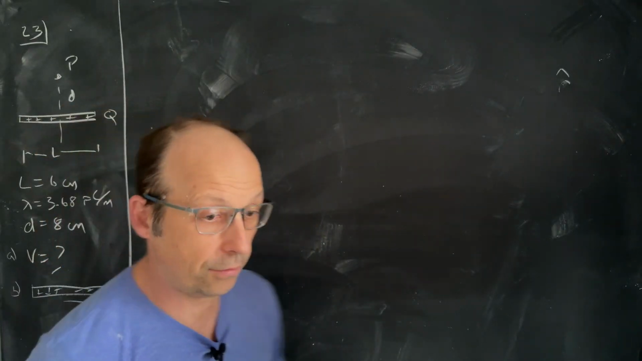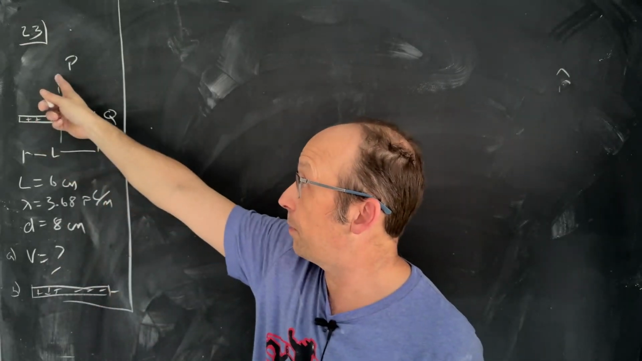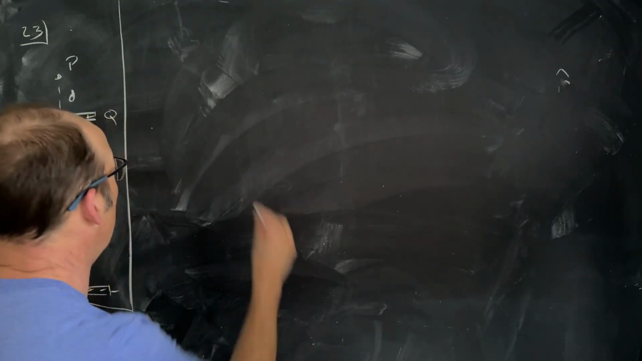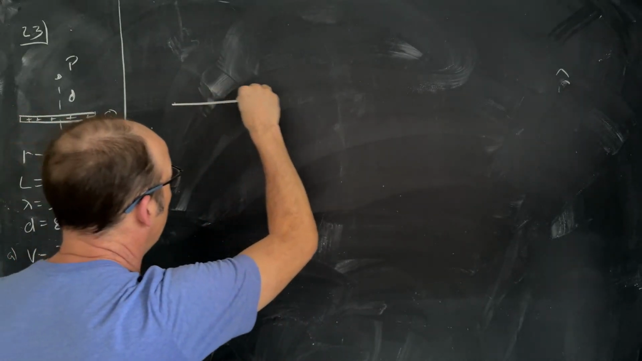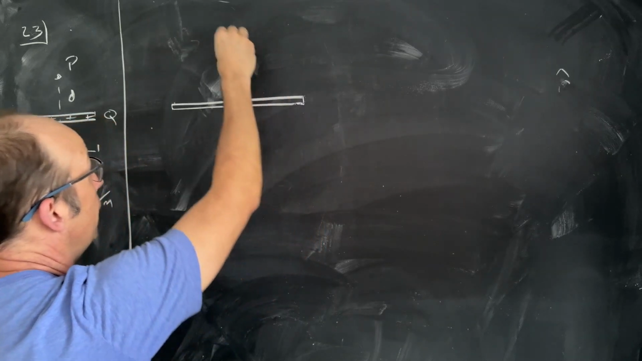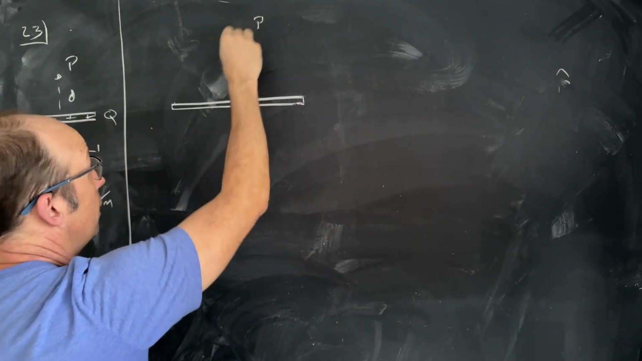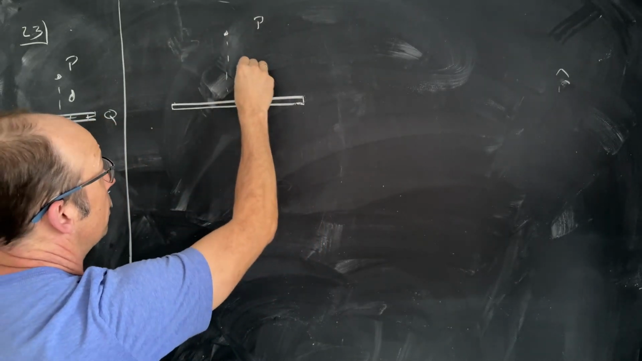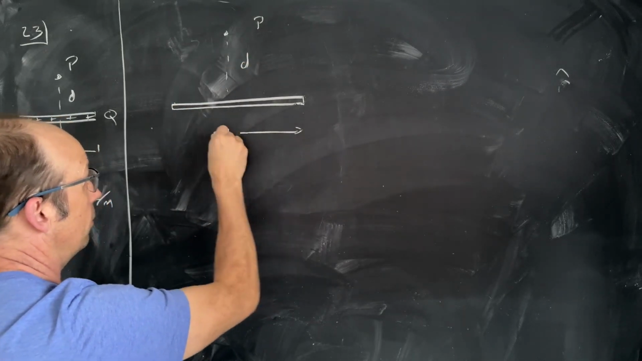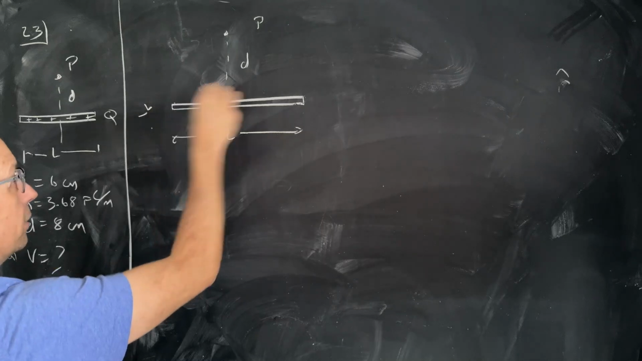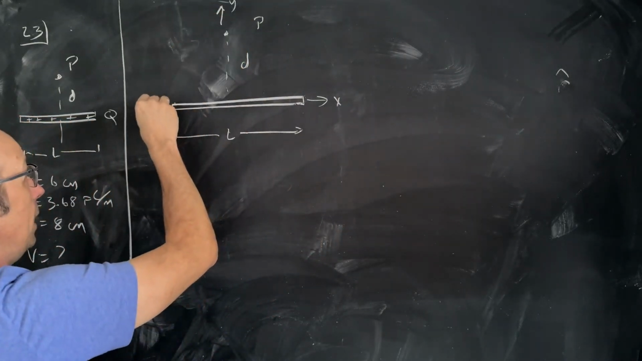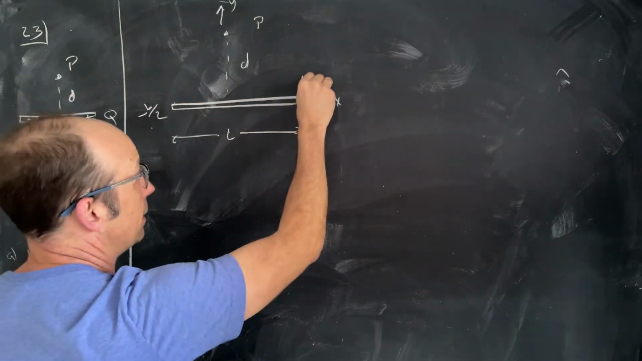Okay, so we're back to this problem. I want to find the potential at point P due to that rod. Let me just redraw it. You know, I like to redraw things. So here's my rod, and here's my point P. And that's the distance, it's right in the middle. That's D. And this is L. The whole thing is L. Let's call this the x-axis, and that's the y-axis. So this is x equal to negative L over 2, and that's L over 2.